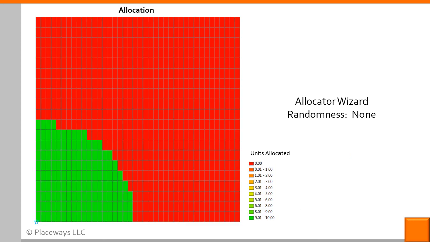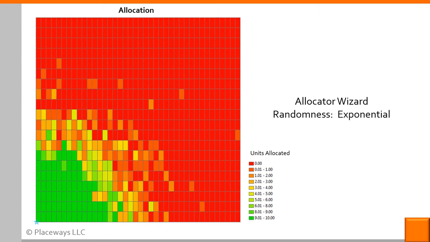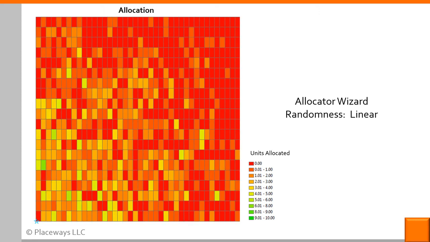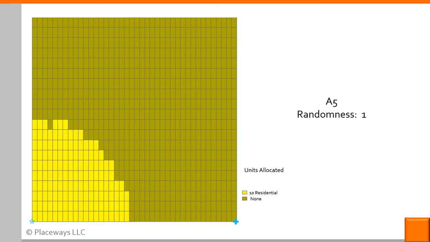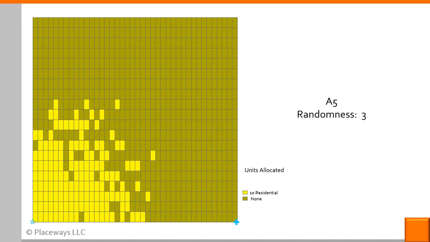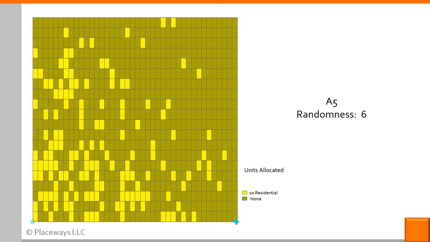On a map, first recall this simplistic allocation from earlier. Adding randomness sort of blurs the edges around the growth area. This example is using the exponential setting in the Allocator Wizard. Here is the linear setting in the Allocator Wizard, which adds much more randomness. In Allocator 5, you can vary randomness on a scale from 0 to 1 to 2 to 3, and so on, all the way up to 10.